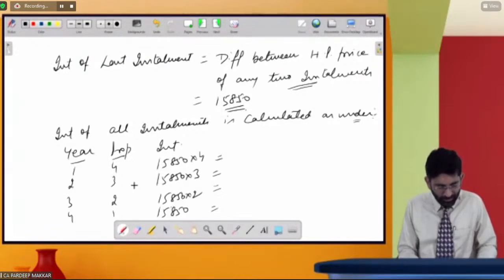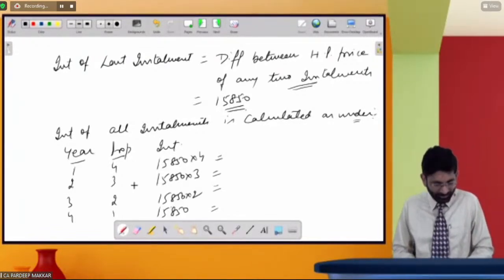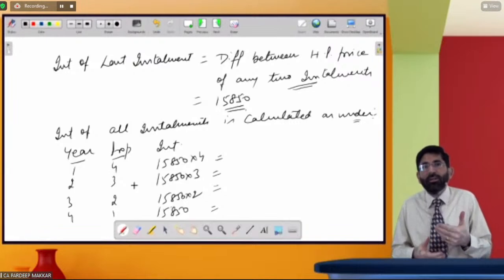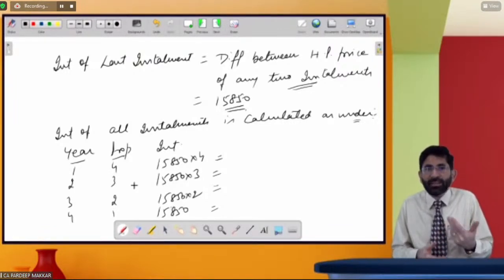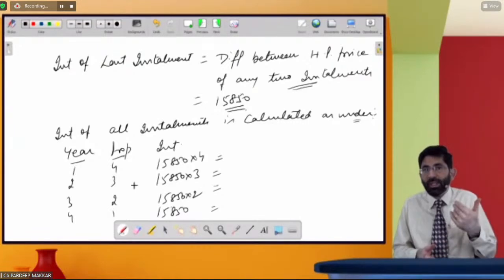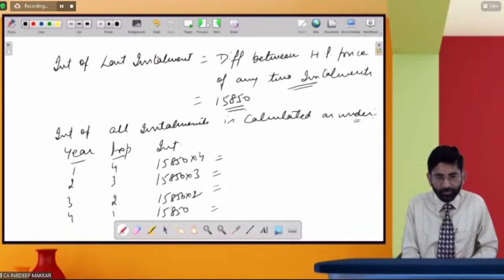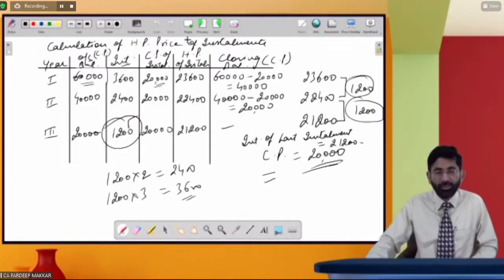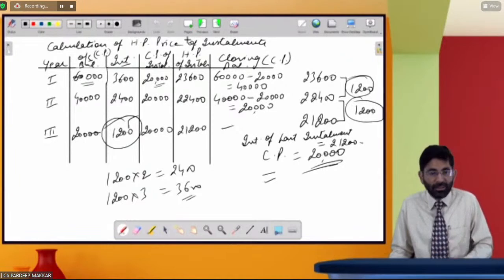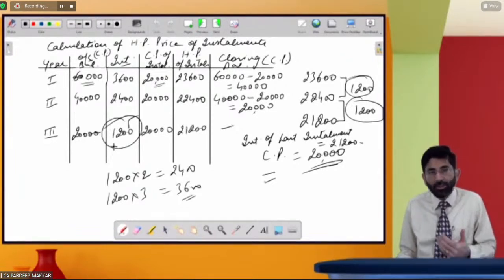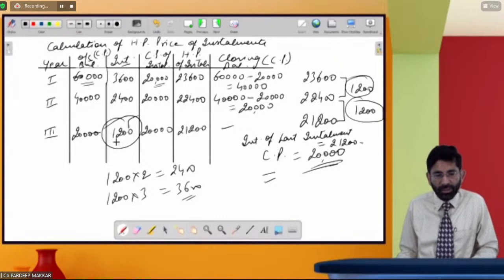Why is it reversed? Because this is a mathematical system, beta. Something cannot be done with logic alone; we have to memorize it. There is a logic, due to that reason I am doing it, but that logic is to be understood by you in this way. See, here it is. I've given you a logic, but you should memorize it also. This logic comes from the previous illustration. Already we have done it. It is 1200 in the last year. In the previous year, how much is it? 1200 into 2. In the further previous year, it is 1200 into 3, 3600.